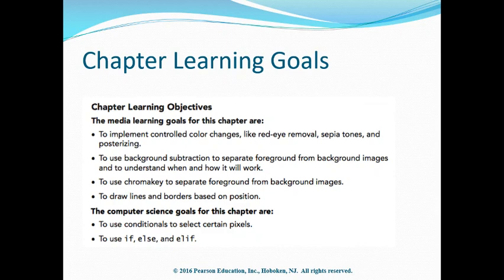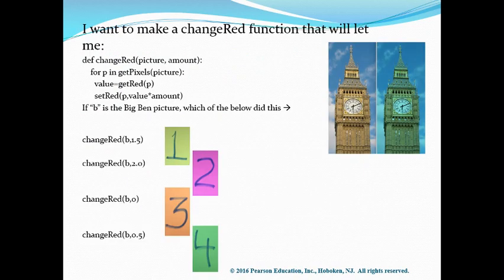how it would work. To use chroma key to separate foreground from background images. To draw lines and borders based on position. The computer science goals are to use conditionals to select certain pixels, to use if, else if, elif.